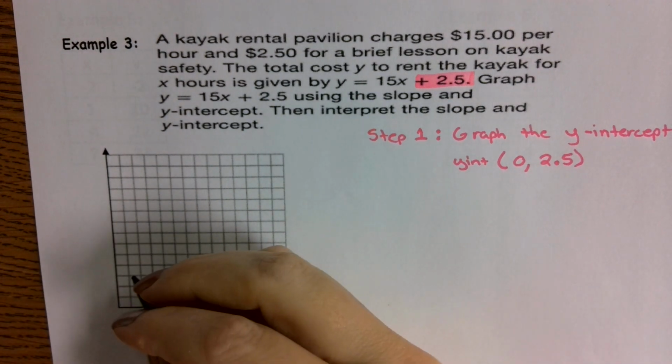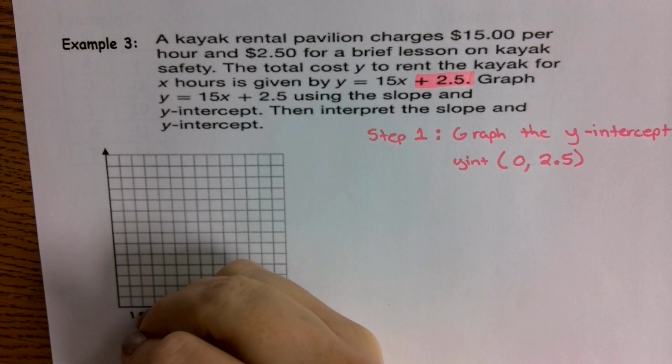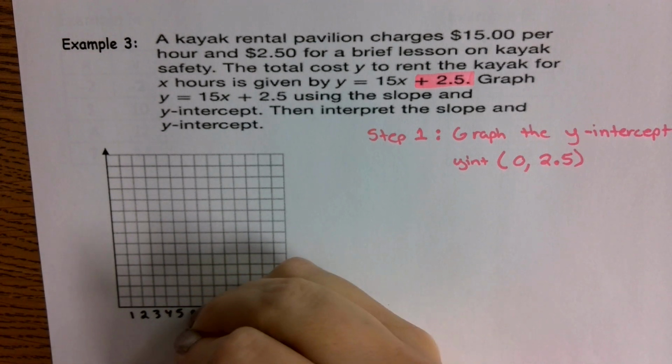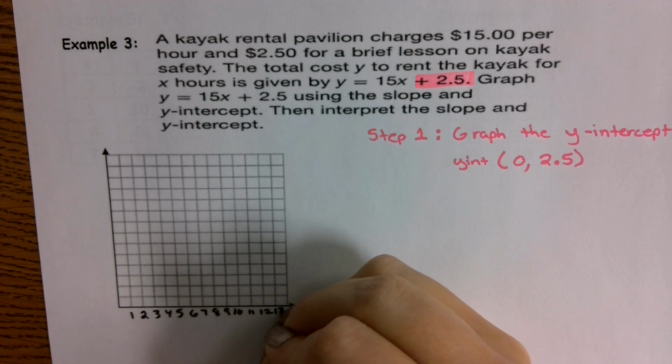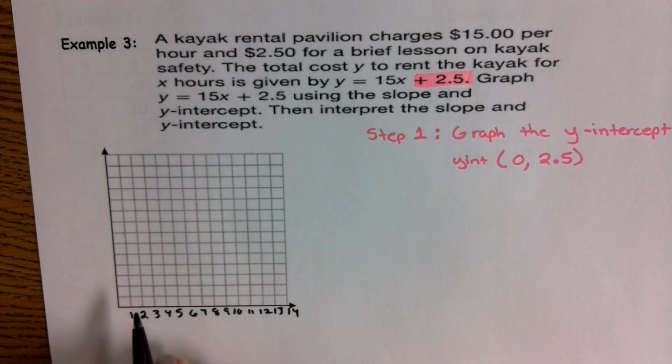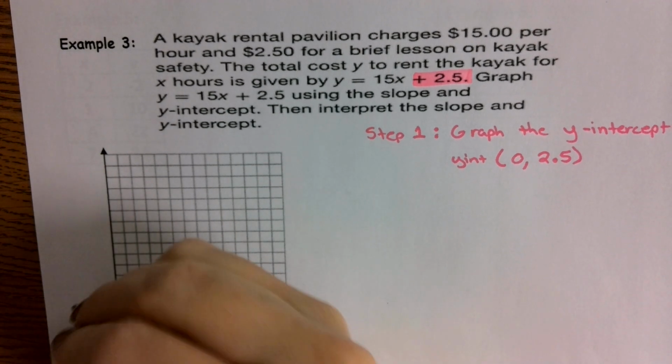So when I'm graphing over here, I'm going to go ahead and label each of these right now. 1, 2, 3, 4, 5, 6, 7, and keep going on. And then for my grid, I'm going to go ahead and just count by 5s.